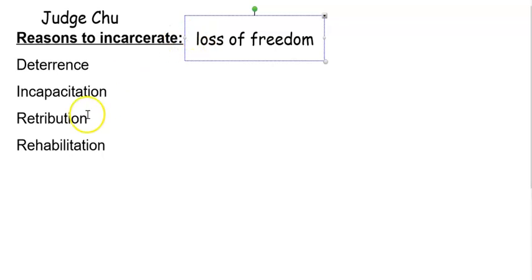When you watch the video, I want you to get the definitions down as best you can: what is deterrence, what is incapacitation, what is retribution, and what is rehabilitation. I also want you to determine what Judge Chu identifies as the reason she gave Kim Potter prison time. One of these applies, three of them don't, and I want you to determine which one applies and which ones don't.